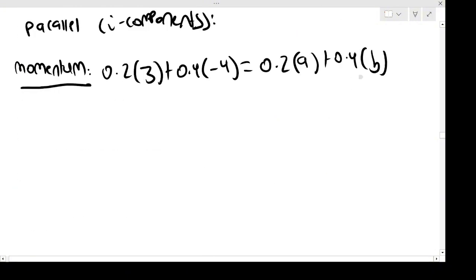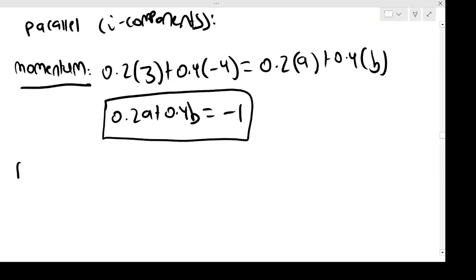So hopefully happy with that. So I'm just applying, again, momentum to the i components for all the velocities. So if I simplify this, then I'm going to get 0.2A add 0.4B is minus 1, okay.